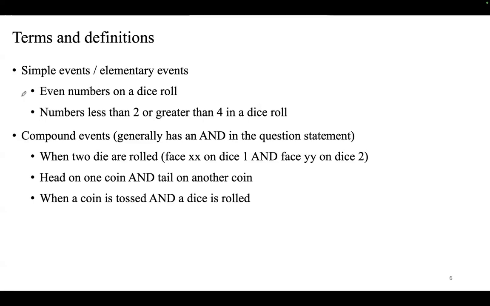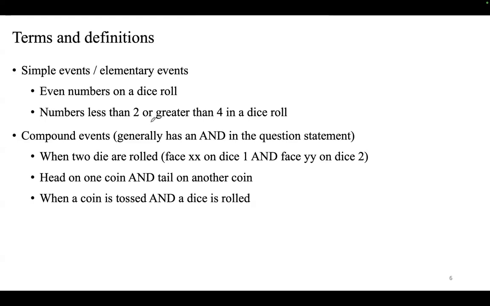Now, depending on how complex you define the event, it can be broadly classified into 2. It can either be simple or elementary events, and the other can be compound events. The ones that we discussed just now are simple events. Most of the events that you would think of immediately would be simple events, like even numbers on a dice roll, or numbers which are either less than 2 or greater than 4. They are not a combination of anything.